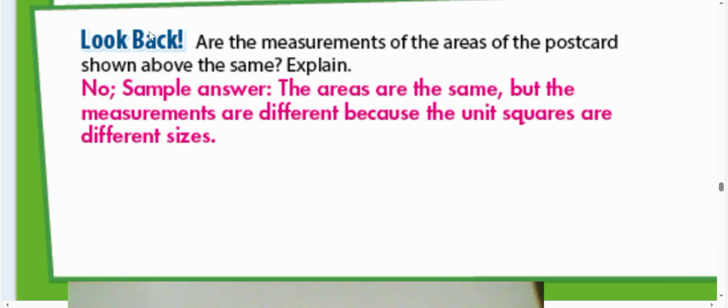Look back. Are the measurements of the areas of the postcards shown above the same? No, because the areas of poster 1 and poster 2 are different. First was 24 and second was 6, and the area in units is different. The areas are the same, but the measurements are different because the unit squares are different.